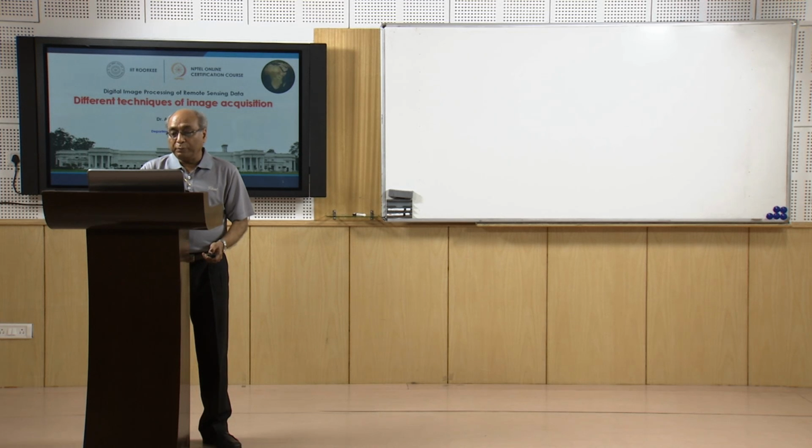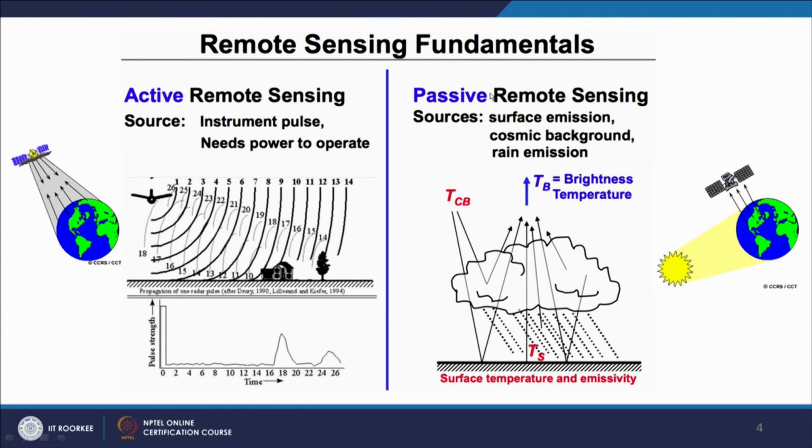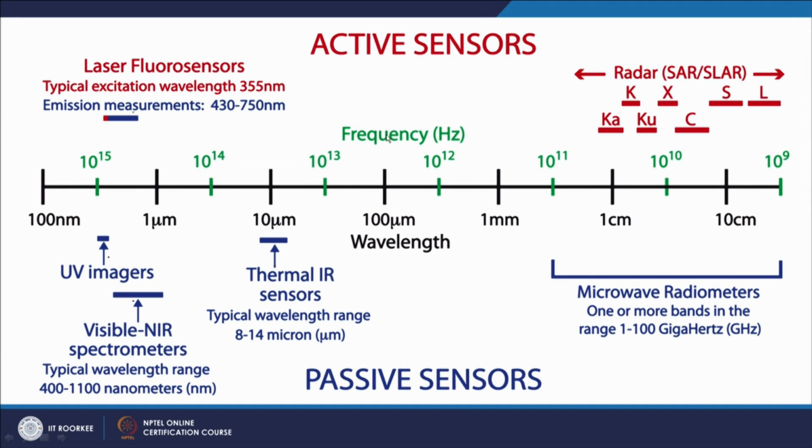Whereas in case of passive sensors, the main source of energy is the sun, as also shown here. And what we record in thermal infrared is brightness temperature, or just reflectivity, which is coming through the atmosphere to the sensor, and that is recorded. So passive sensors can record surface emission, and that is in thermal, cosmic background, rain emission, all those things can be recorded by passive sensors.